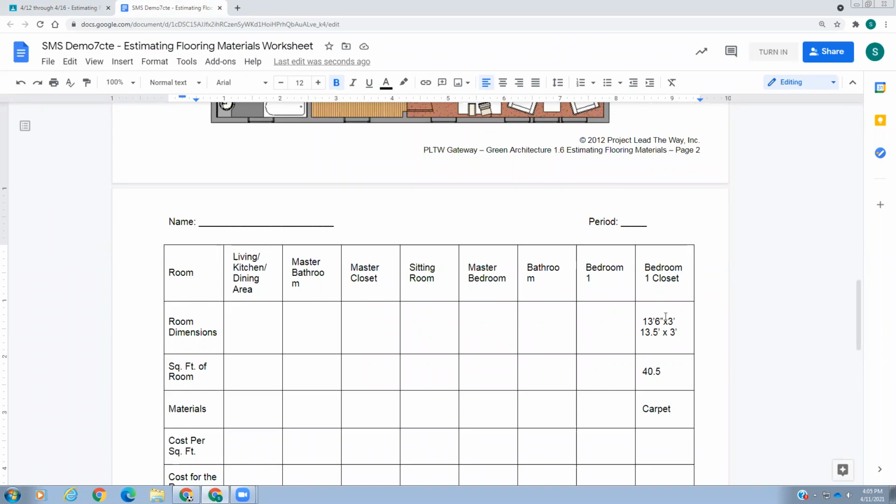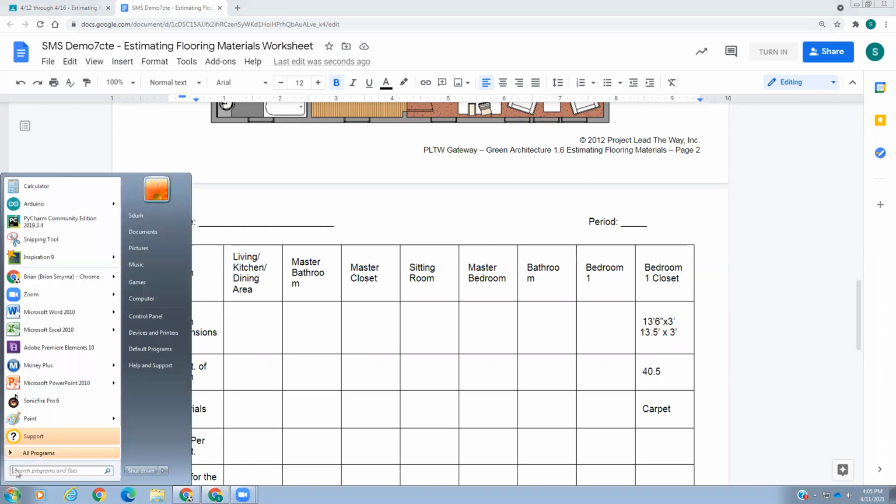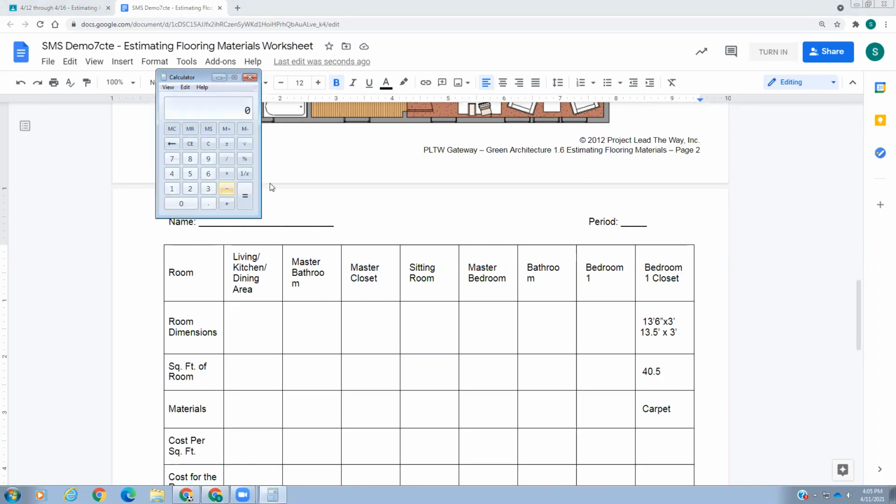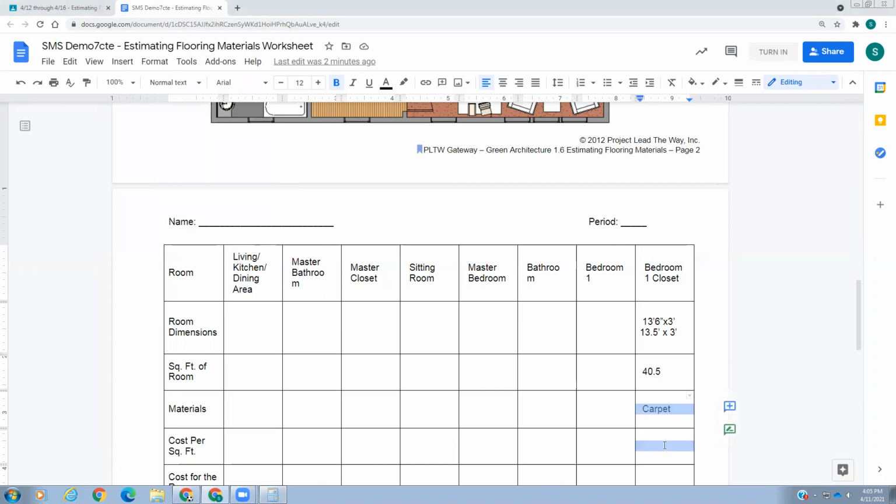With this room, we're trying to find the floor surface area. Take the length of the room and the width of the room, and we can get the square footage of the room, because our measurements are in feet. So we get 40.5 square feet if you use the calculator. So go ahead and find a calculator for yourself, either on the website or your computer. And again, just to show you that 13.5 times 3 is 40.5 square feet. Then you're going to fill out these next two rows, sorry, for this column.